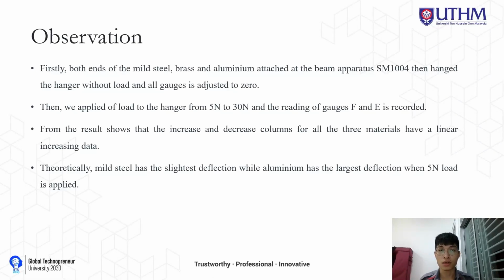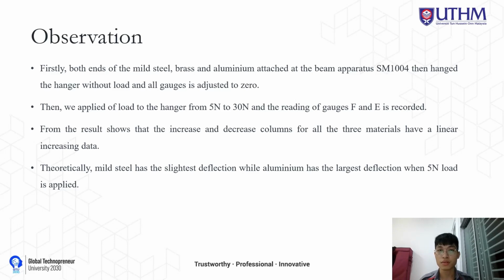Next, we go for the observation of the experiment. Firstly, both ends of the mild steel, brass and aluminium are attached at the beam apparatus. Then hang the hanger without load, and all gauges are adjusted to 0. Then, we apply the load on the hanger from 5 Newton to 30 Newton, and the readings of the gauges F and E are recorded.